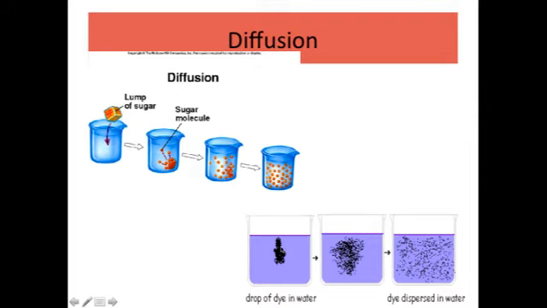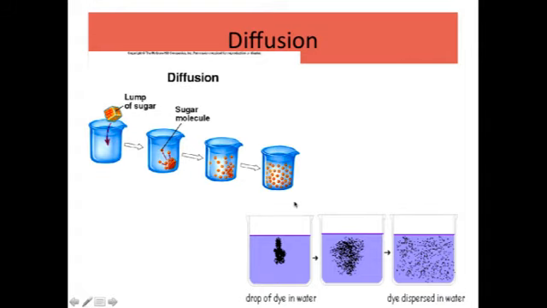Another example is if I were to put a drop of dye or food coloring in a beaker of water. It drops in and it's a large concentration of it, all clumped in one area. Those molecules are going to start hitting against each other. They're going to disperse a little bit more, and then eventually over time it will reach equilibrium where the molecules of the dye are evenly distributed.